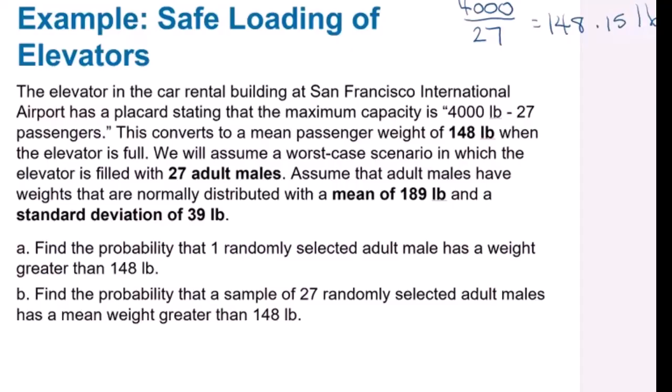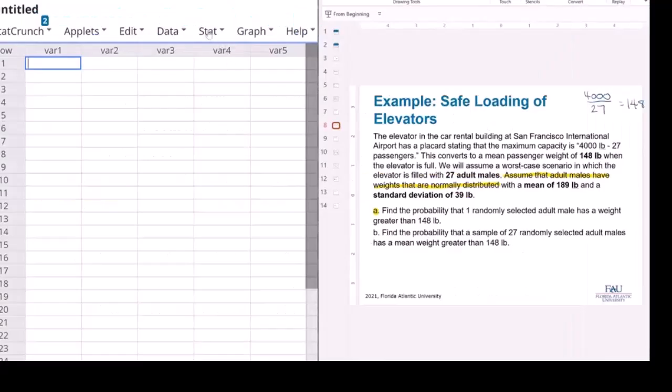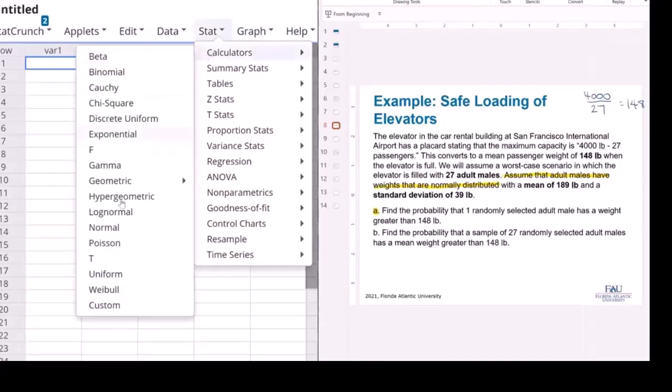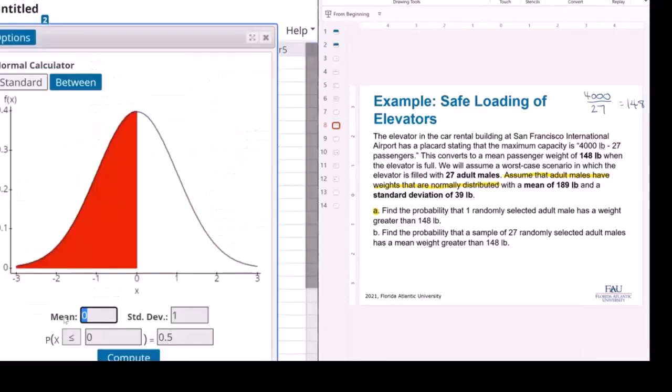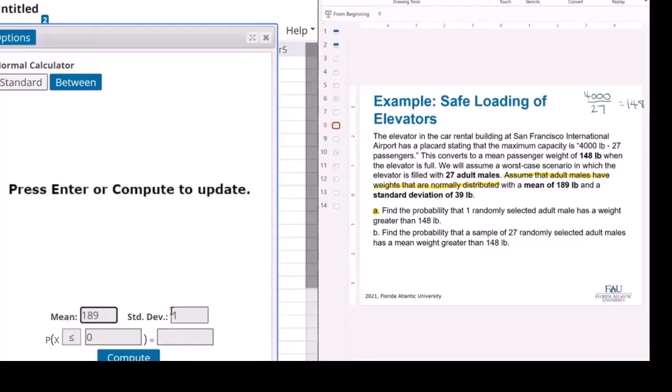First, can we use our normal standard distribution? Yes. Here it says, assume that adult males have weights that are normally distributed. That means for A, I can use my regular normal calculator. I go to Stat, Calculators, Normal. The mean is 189. The standard deviation is 39 pounds.